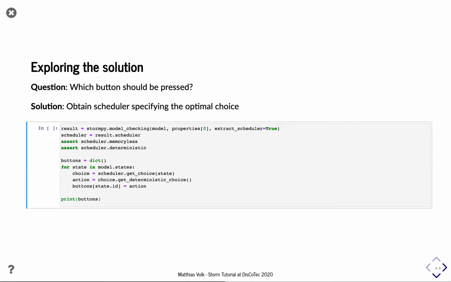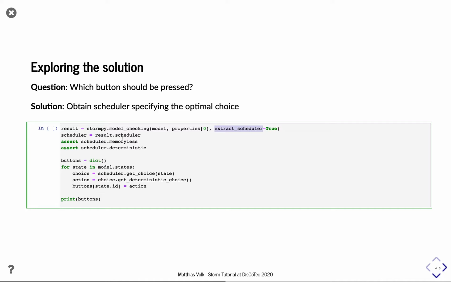So let's look at the solution a little bit in more detail, and most importantly, answer the question, which button should be pressed at which point? Because now we know what the minimal number of steps is, but we also want to know what strategy we have to follow, what kind of buttons we have to press. And the solution is we use a scheduler which determines the optimal choices for each of the states. And we do that again by model checking our result. We input again model and property, and what is important now, we set a flag which says, okay, we're also interested in the scheduler, so please generate the scheduler as well.